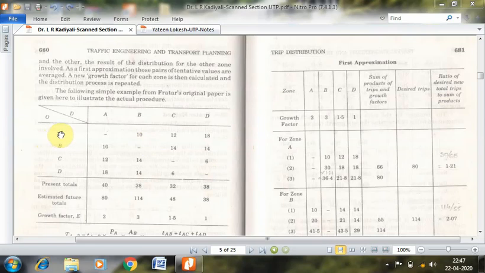Say, for example, from A to B, there are 10 trips. From A to C, there are 12 trips. And then from A to D, there are 18 trips, and so on.